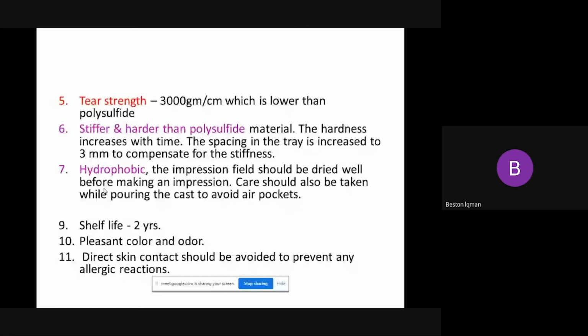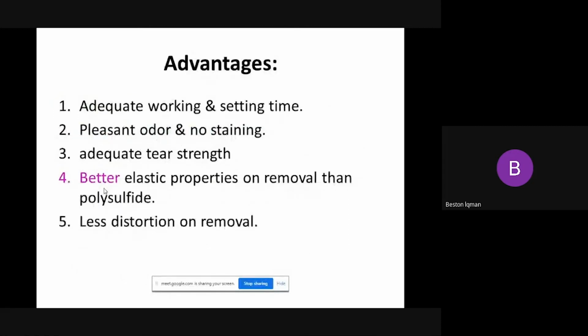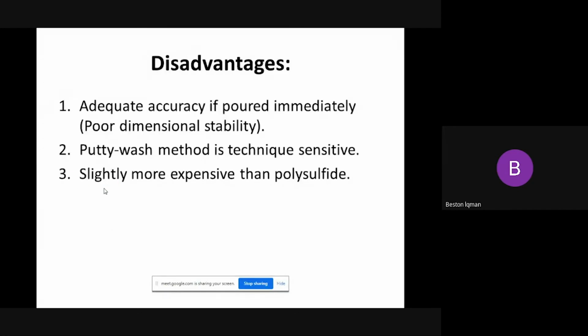Okay. Advantages: adequate working and setting time, pleasant odor and no staining. Tear strength is adequate. Elastic properties are better than polysulfide, with less distortion when you remove it from the mouth. Disadvantages of this rubber base impression material: if you need adequate accuracy, you must pour immediately, because of the poor dimensional stability. The putty wash method is technique sensitive, which means two techniques in the same direction, and it is slightly more expensive than polysulfide.